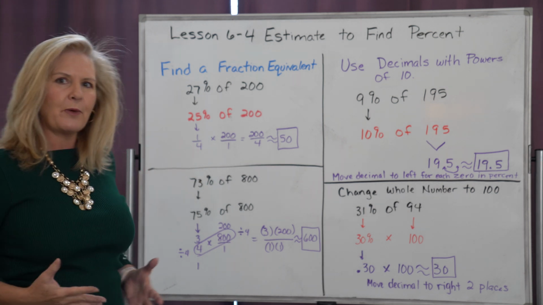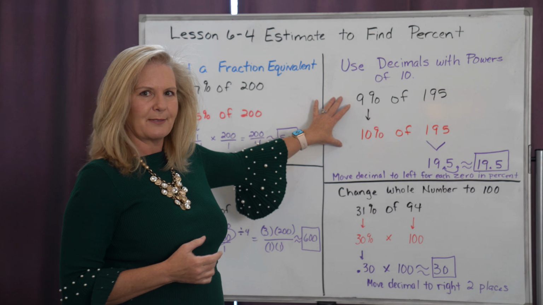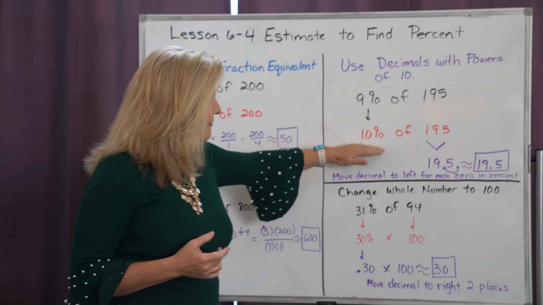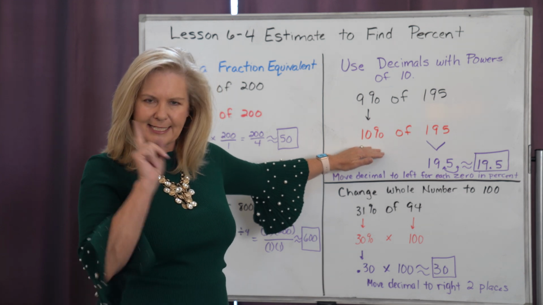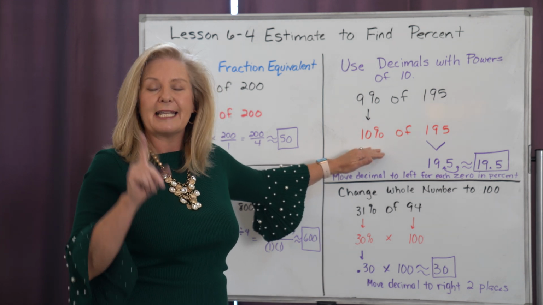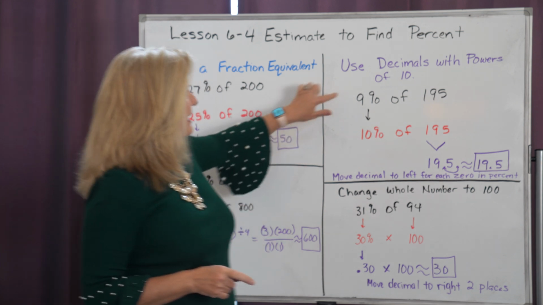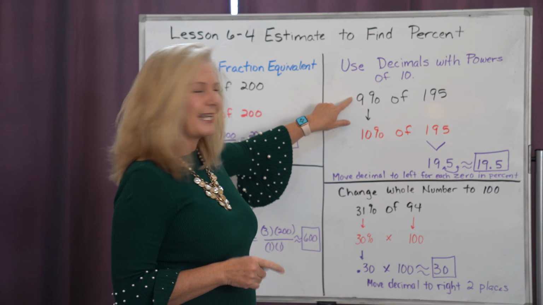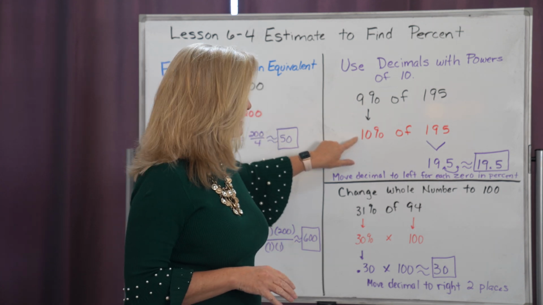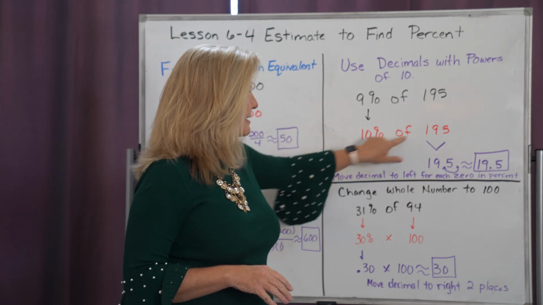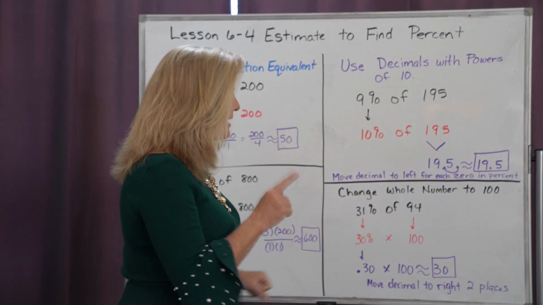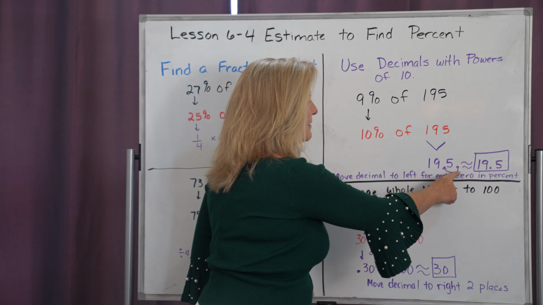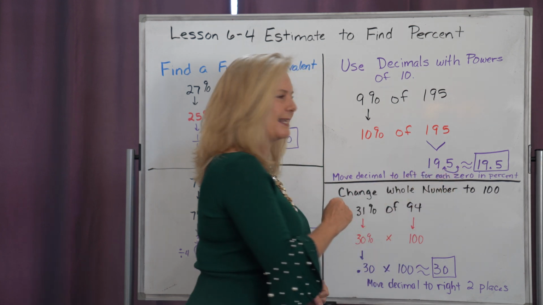Now, another way we could do this is by using decimals. And when I use decimals, what I'm really looking for is if I can get a 10%, because 10% in decimal form is really easy to multiply. Now, if I have 9% of 195, well, 9% is so close to 10%. Now, if I take 10% of 195, if I multiply by a power of 10, that means I'm going to move that decimal point one place to the left.